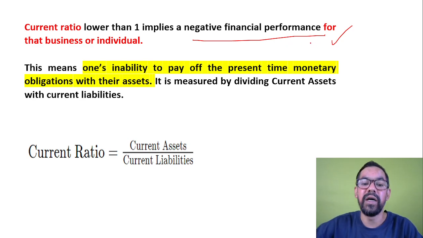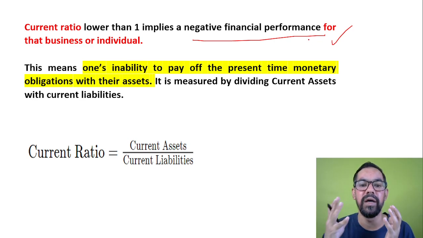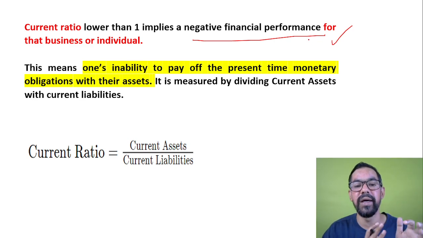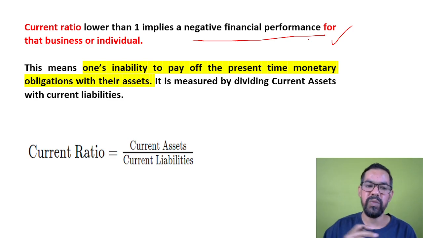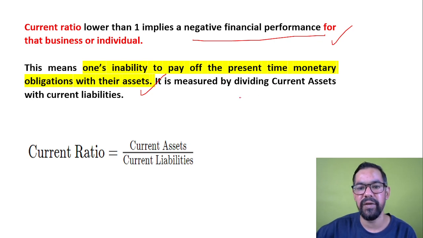The higher the current ratio, the more positive for that company, because they have more in hand to meet their current liabilities. This means the company's ability to pay off its present-time monetary obligations with its assets. So the current ratio is measured by dividing current assets by current liabilities, which we have already gone through.